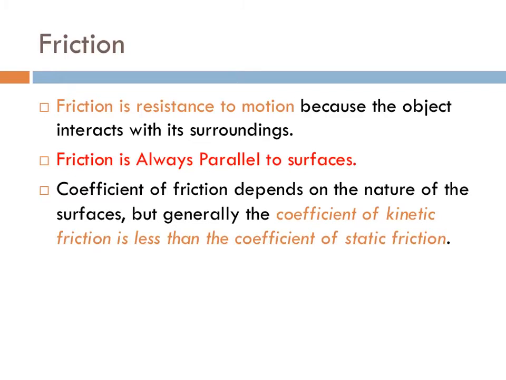Or another way to think about it, if an object is at rest, is if there were no friction, where would it move? Also, friction is always parallel to your surfaces, and we're going to be dealing with two types of friction, kinetic and static. So the coefficient of kinetic friction is less than the coefficient of static friction. If you think of inertia, it is easier to keep something moving than to get it to begin to move.